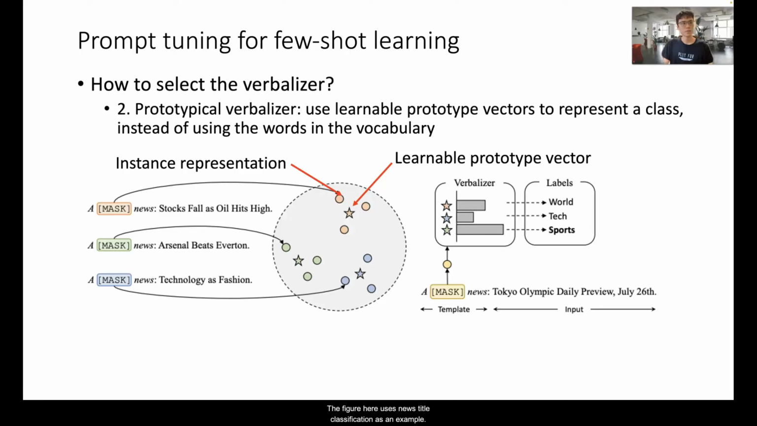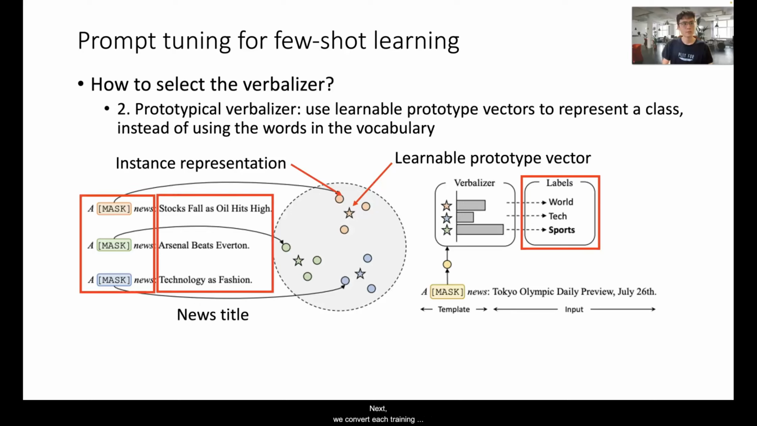The figure here uses news title classification as an example. Given a news title, the goal is to categorize the news into 3 different classes: world news, tech news, and sports news. During training, we first initialize a learnable prototype vector for each class to represent that class, which is the star sign in the figure.